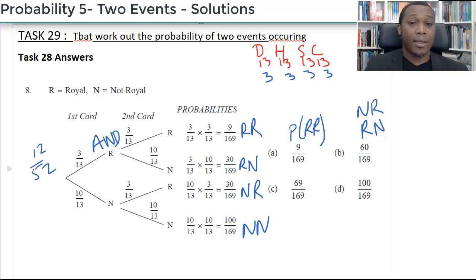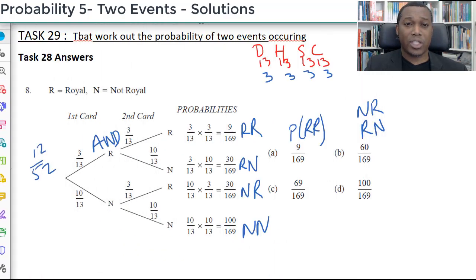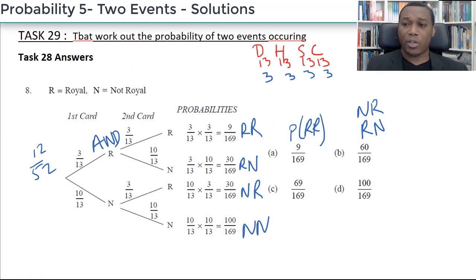And note the language there was 1 card is royal. Has to be 1. They did not say at least 1. They said 1. So that's the difference between this and one of the questions in question 6. Language is so important in probability. So not royal, royal, royal, not royal. And that is why we add these 2 probabilities, because we're thinking of the language or.